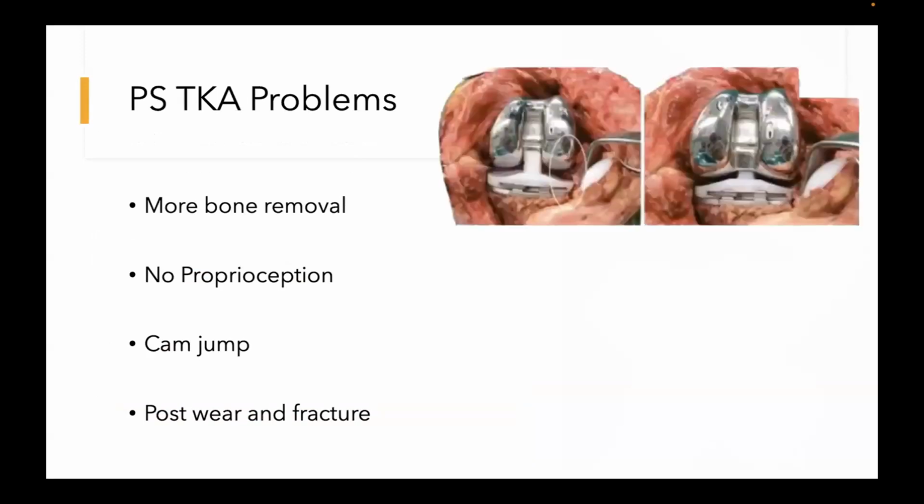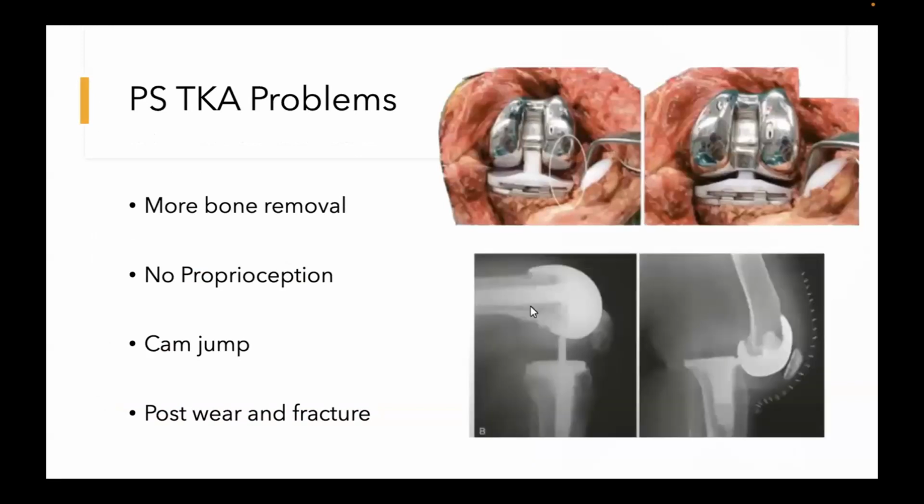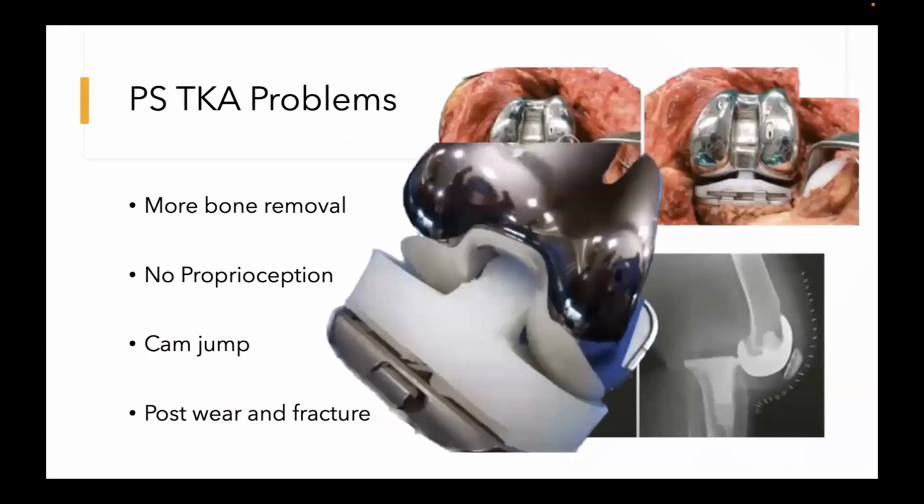This is a picture showing the cam jump. It occurs when there is flexion, the flexion gap is loose. This is another X-ray showing the cam jump. And there can be post wear and fracture. So the wear which can occur in the post can lead to a fracture.